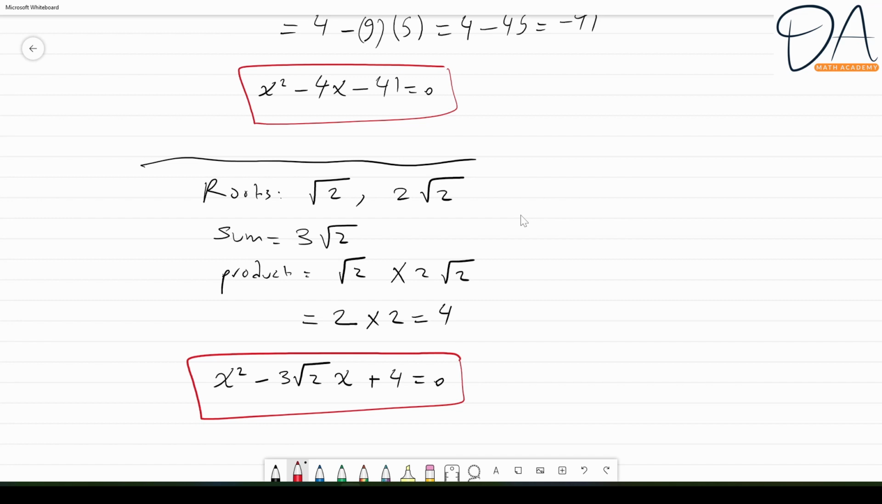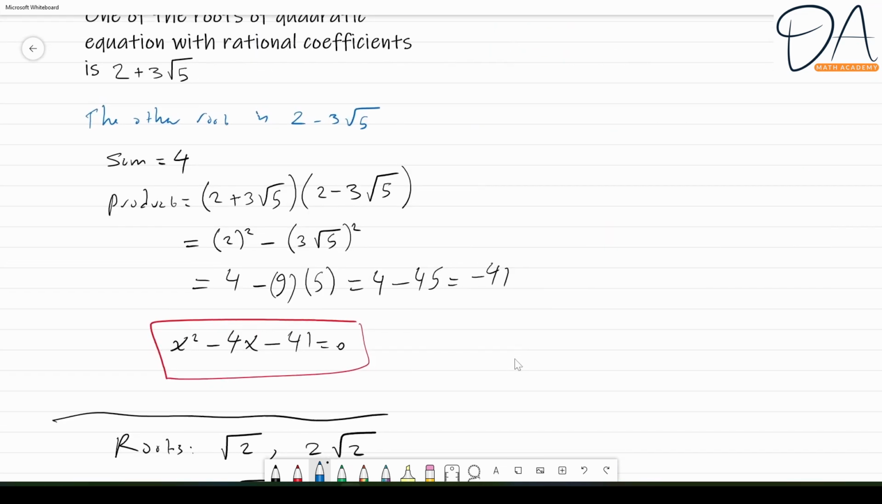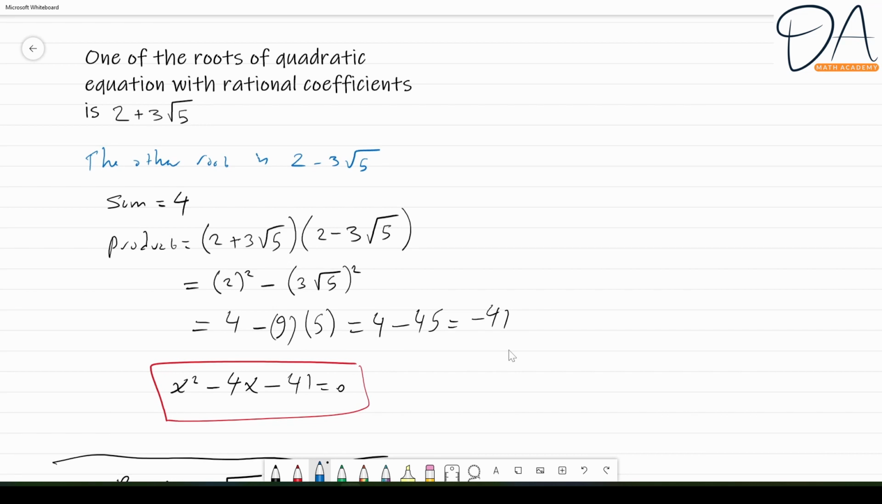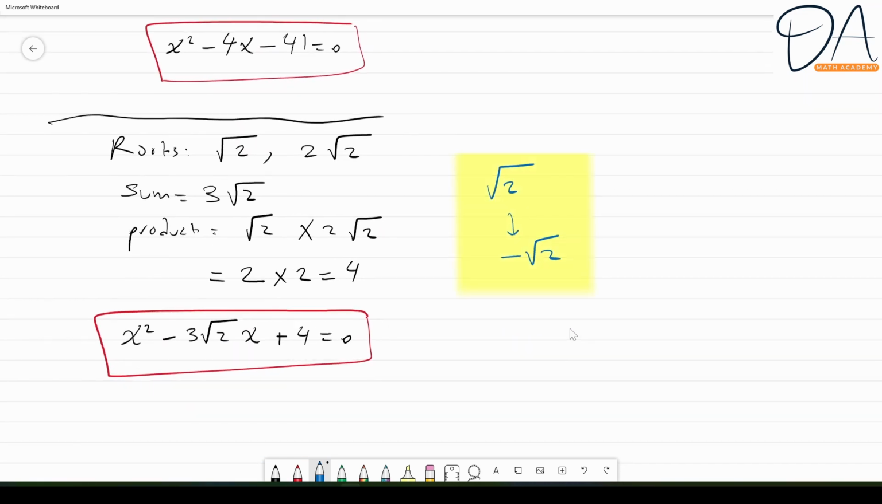Now, the important point here is the following. Let's say that you know that one of the roots was square root of 2. You may say, okay, then the other one should be minus square root of 2, because this is what we said in the previous example. We said we have 2 plus 3 square root of 5, so the other root is 2 minus 3 square root of 5. Remember, we changed the sign of the part that contained the square root. Now, by the same reasoning, this will look like something that we can do. We have a square root and then I get the other one by adding a minus sign.